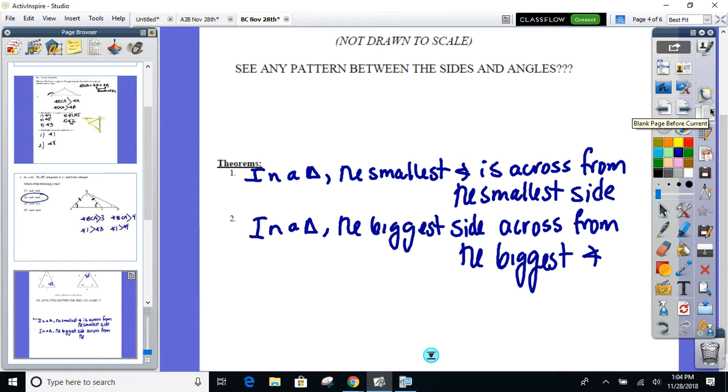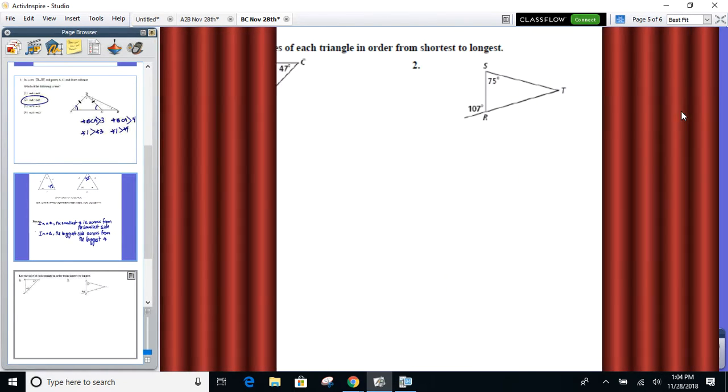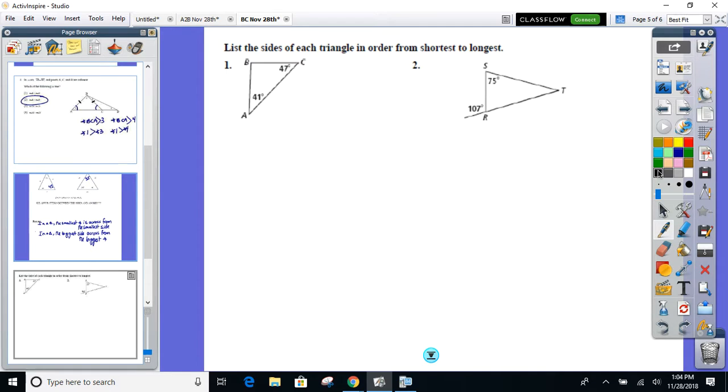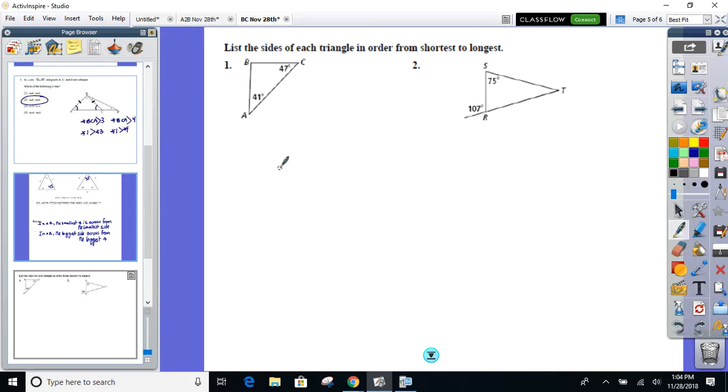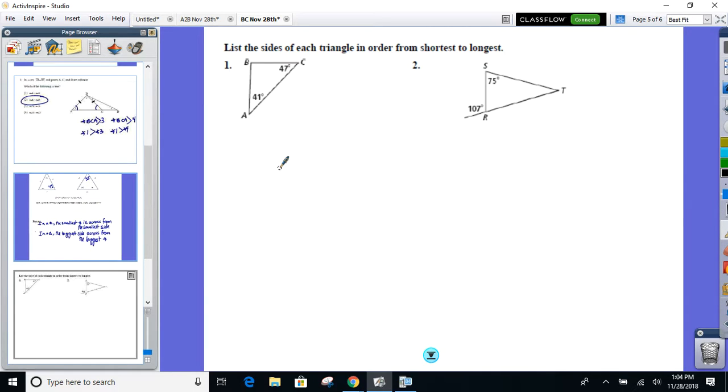And I got one last honors level question at the end. Can you please list the sides of each triangle from shortest to longest now, just knowing the angles and our new theorem? So quickly, let's find angle B, because I need to know all 3 angles to compare the sides. Angle B, 92 degrees.